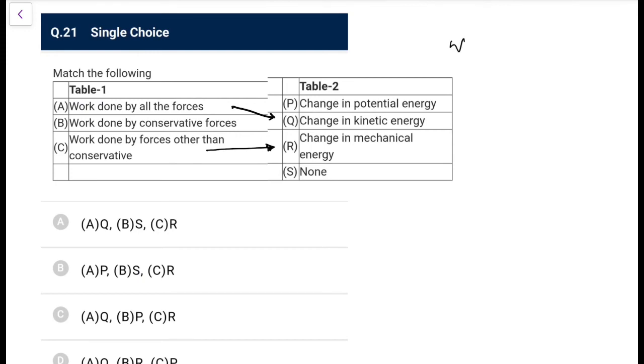Change in mechanical energy equation, which says W non-conservative plus W external is equal to delta U plus delta K. That is the equation. So C is R, that is for sure. So A is Q, and we are rejecting option B. Then C is R, so we are now left with how many options? We are left with A and C.